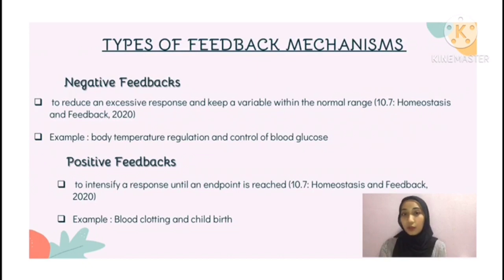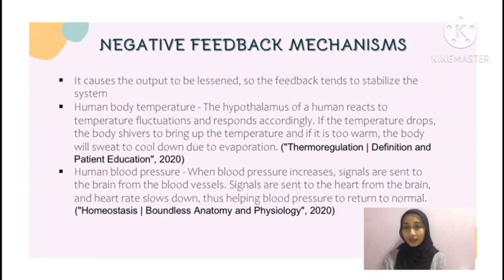For example, body temperature regulation and control of blood glucose. The second one is positive feedback. This feedback is to intensify a response until an endpoint is reached. For example, blood clotting and childbirth. The negative feedback loop is the most common regulatory tool that is being used to maintain homeostasis.